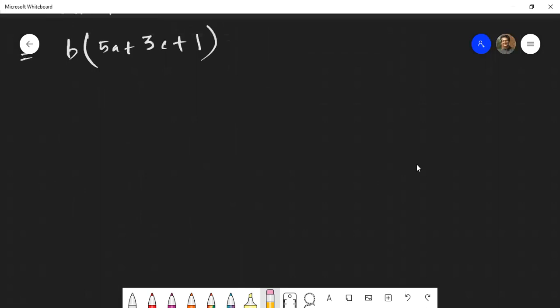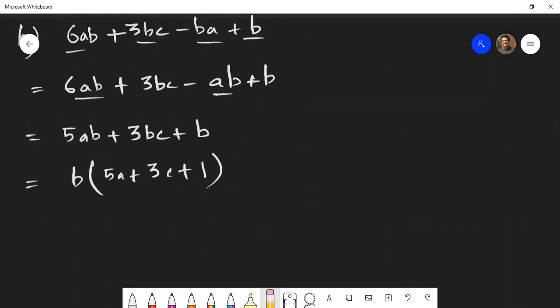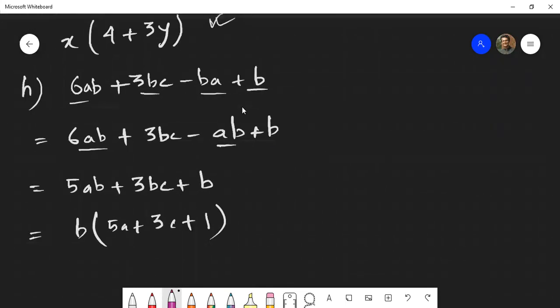And in the chat, I see 3b common 2a plus c negative b common a plus a minus 1. Yeah, you can take it common like that, dear. But I would just suggest that you take the AB away from the 6AB. This one is gone in the next line. So you just take B as common, you get this.